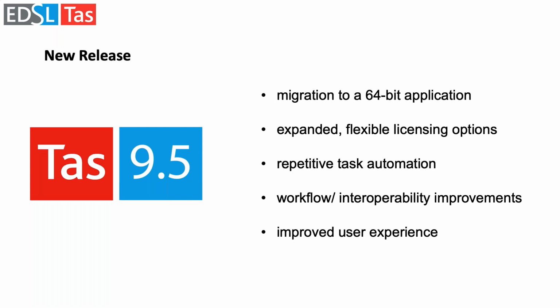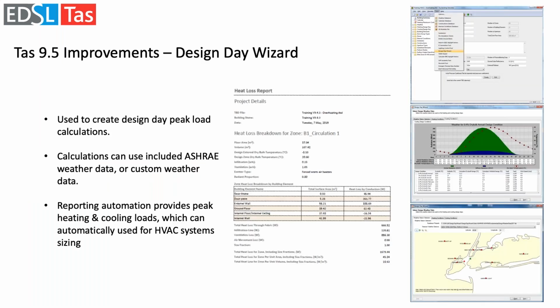Expanded and flexible licensing options, including some network licensing options now. A bunch of extra repetitive task automation processes developed for 90.1, load calcs, and LEED. More interoperability workflow improvements: the EnergyPlus import now creates a fully editable 3D geometry file, so you can edit the geometry. And some extra improvements to the UI of the product, which is continuing to improve.